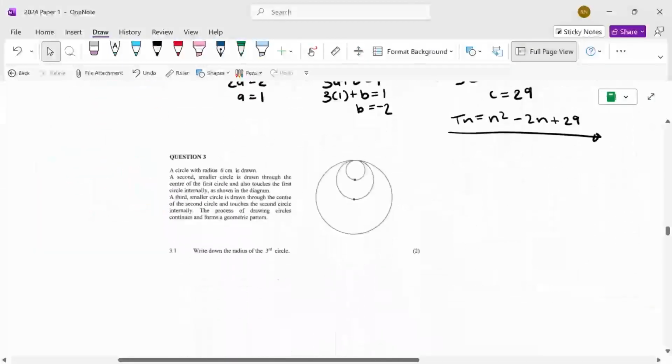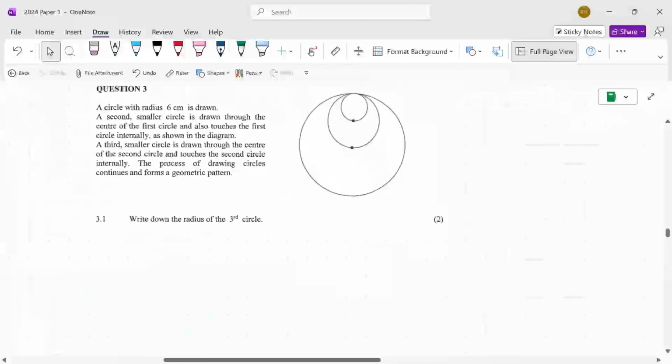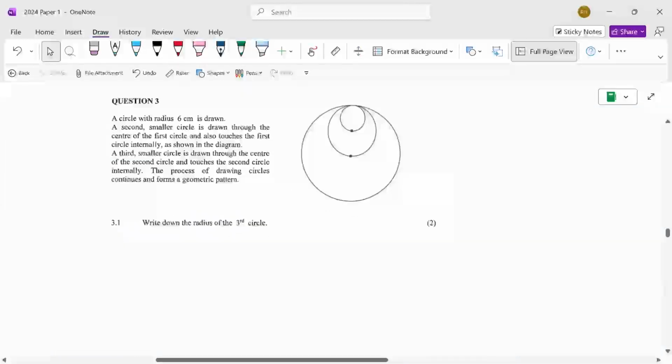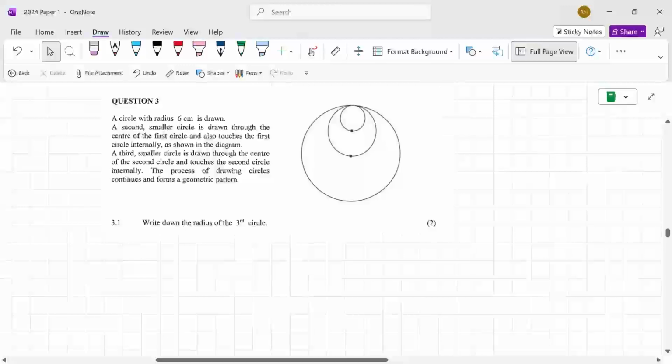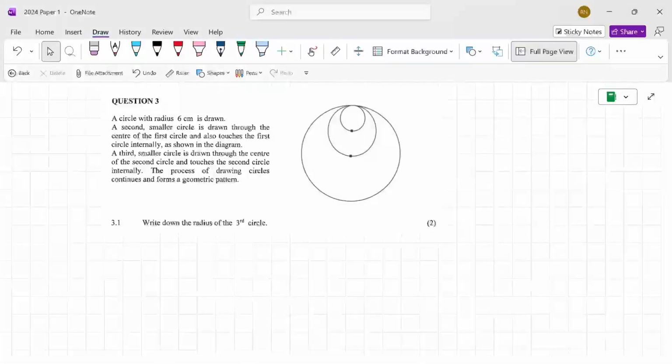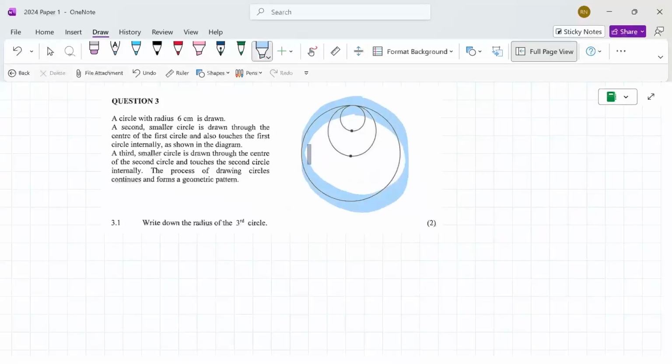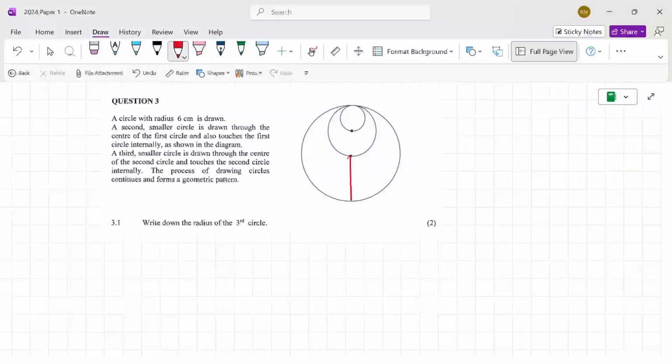Perfecto. Now, the interesting question. So here we're given a circle with a radius of 6 centimeters is drawn. A second smaller circle is drawn through the center of the first circle. So the first circle is actually this one, the big one. That's the first circle, and they tell us that it has a radius of 6 centimeters. So 6 centimeters is from the center to the end, so this whole thing would be 6 centimeters.